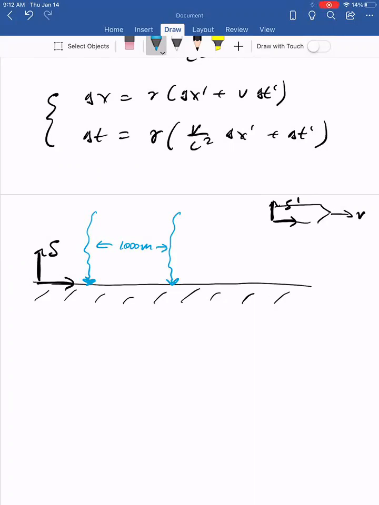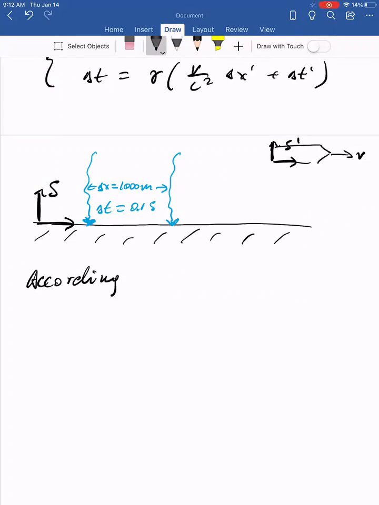And they're also 0.1 second apart. So delta x equals 1,000 meters and delta t equals 0.1 second. These differences are differences in the coordinates of the system S, right? The coordinate system attached to the ground. And so I might want to ask a question: according to frame S prime, what is delta t prime? What is the difference in the time on the spaceship's clocks?